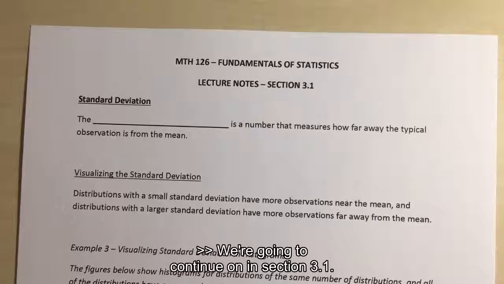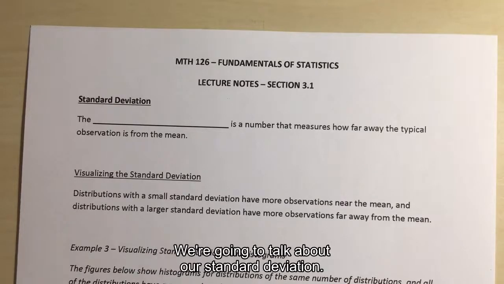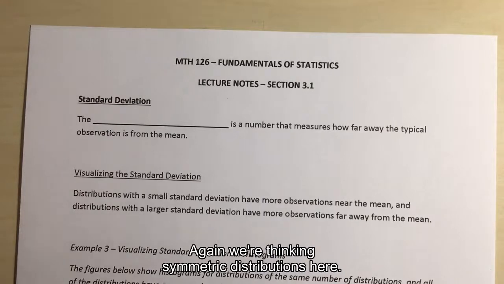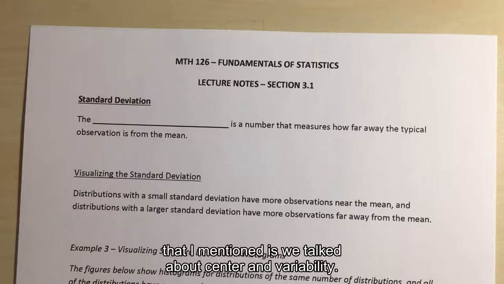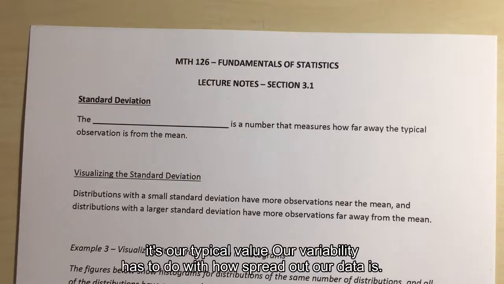All right, so we're going to continue on in section 3.1, and we're going to talk again about something that's connected to our mean. We're going to talk about our standard deviation. Again, we're thinking symmetric distributions here. And actually, if we go back to the first video, the first thing that I mentioned is we talked about center and variability. So our mean is going to be like our center. It's our middle value. It's our average value. It's our typical value. Our variability has to do with how spread out our data is.